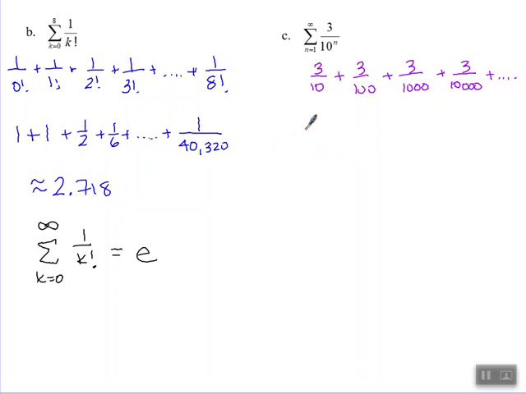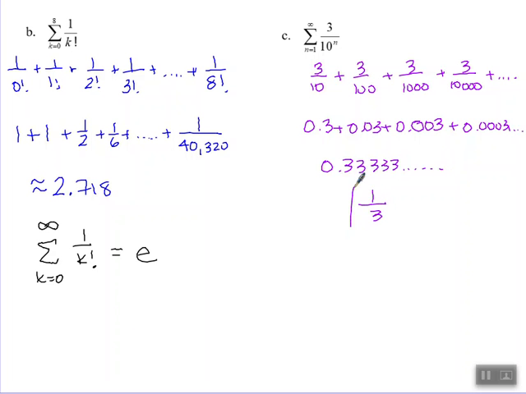If we change these all to decimals, we have 0.3 plus 0.03 plus 0.003 plus 0.0003, which gives us 0.3333. And we continue on forever, which is 1/3.